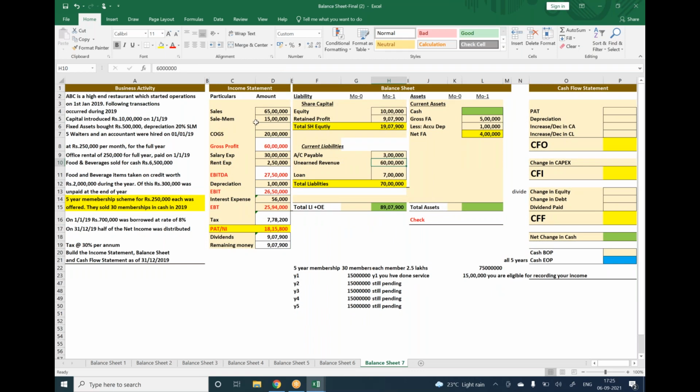Next year, your sales will also be 15 lakhs, but the unearned revenue will be 45 lakhs. The year after, it will be 30. Fourth year, it will be 15 lakhs. Last year will be 0 because you would have done complete service. But right now we are in the first year, so it will be 60 lakhs.